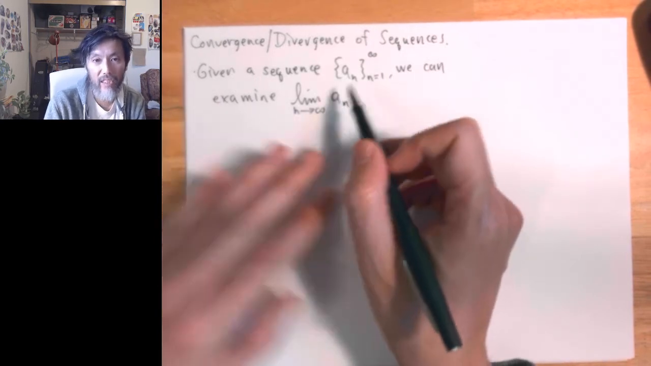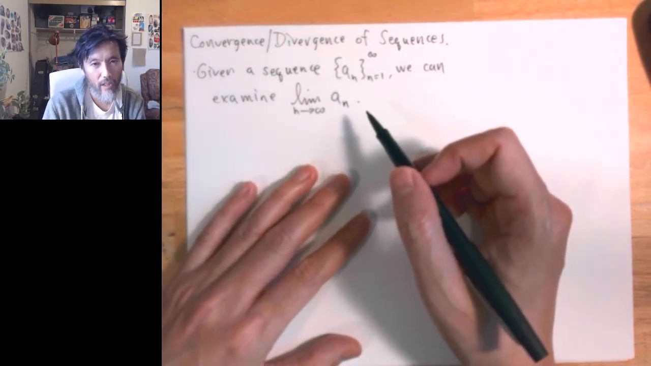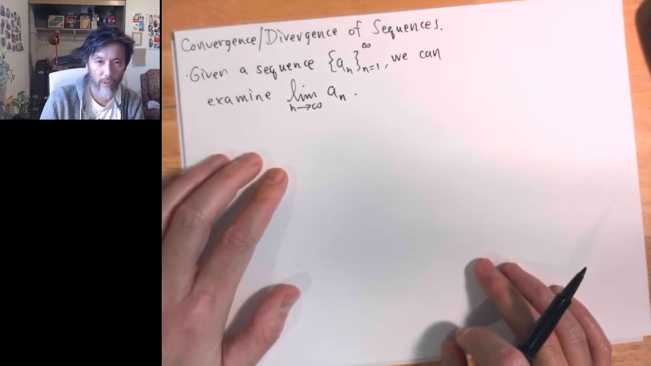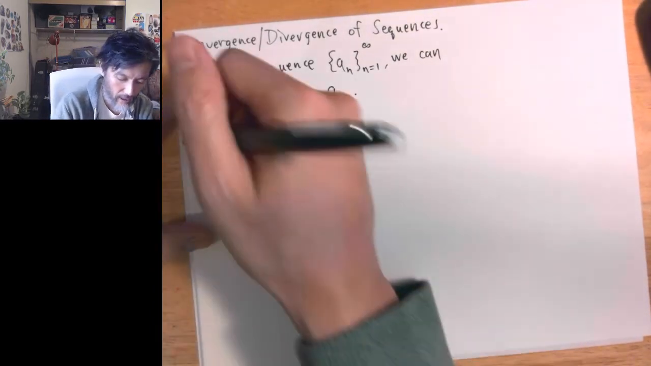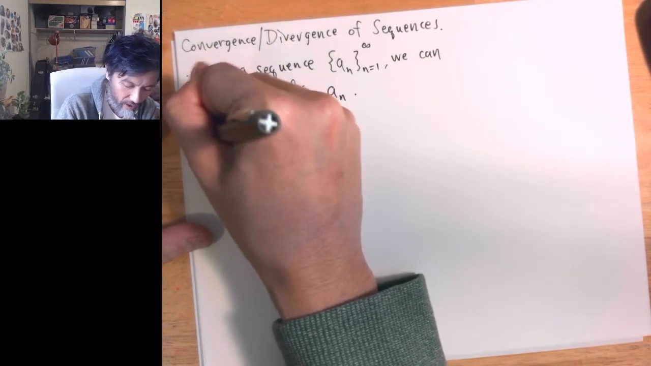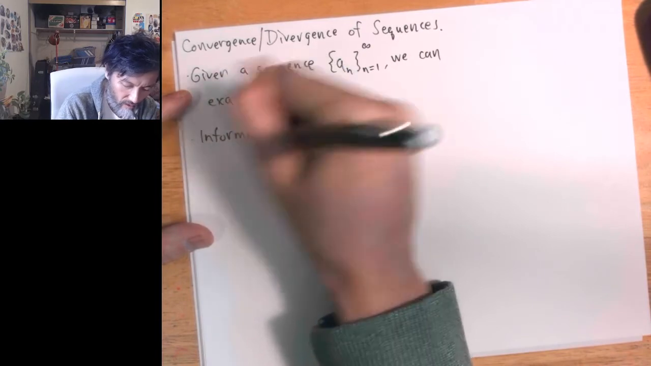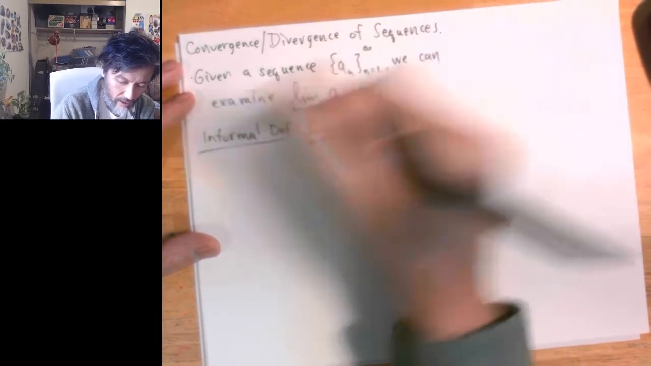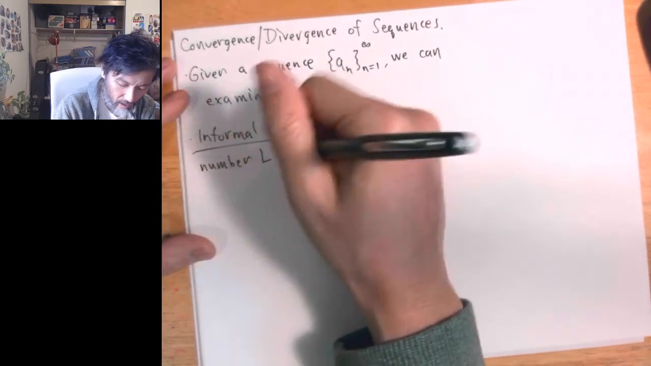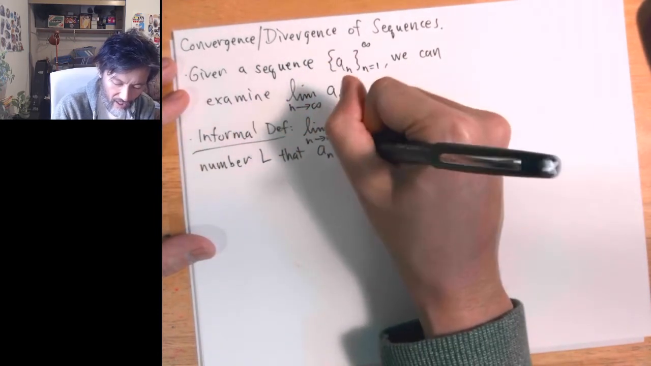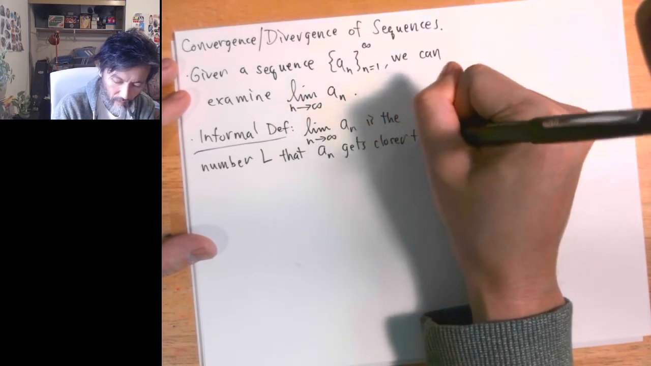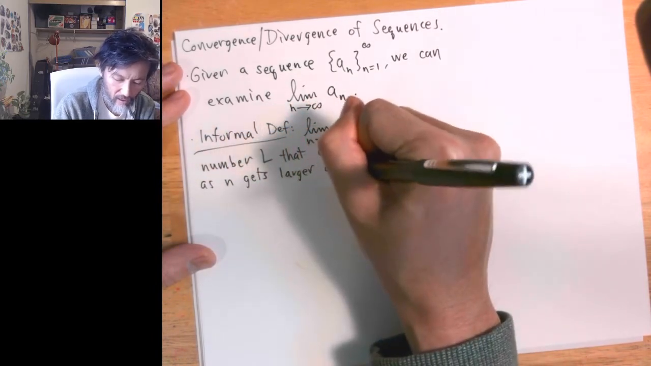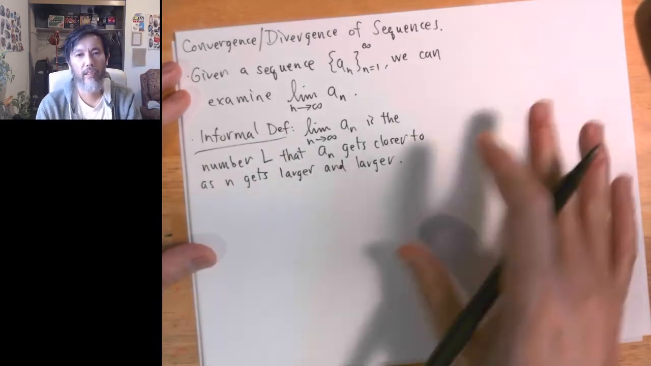And sometimes this limit exists, and sometimes it fails to exist. Now, the informal definition of a limit in this context, which probably all of you have sitting inside your head, is that the limit as n goes to infinity of a sub n is the number L that a sub n gets closer to as n gets larger and larger. Okay? That's what it is.